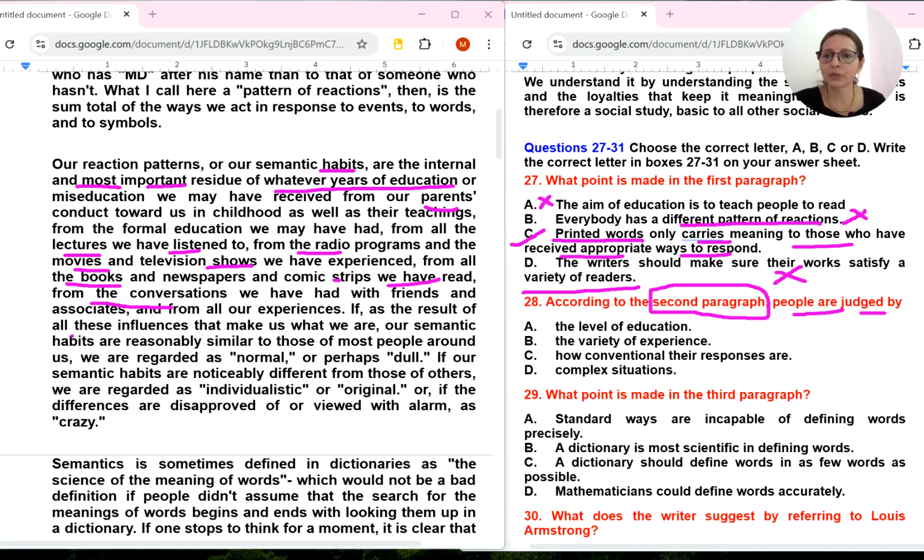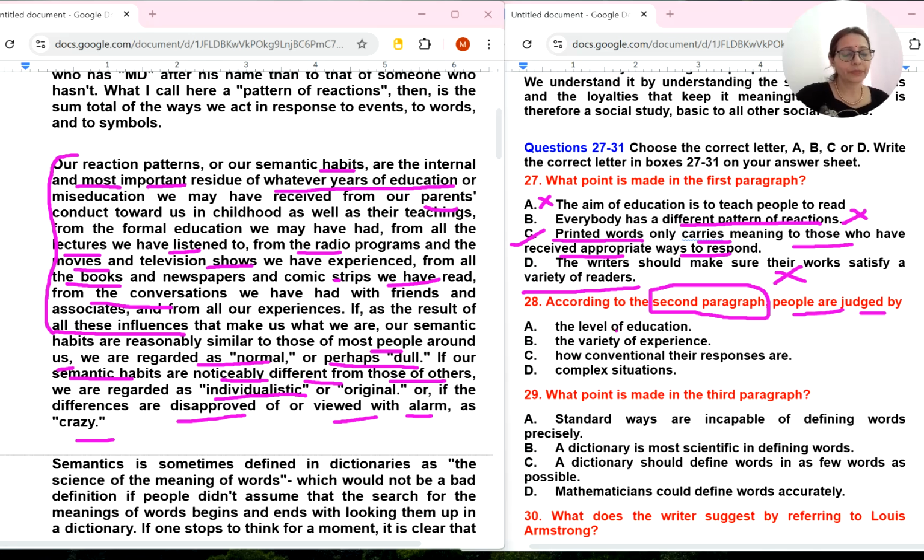And if, as the result of all these influences, whatever they were talking about from parents, teachers, movies, books and friends, if as a result of all these influences that make us what we are, our semantic habits are reasonably similar to those of most people around us, we are regarded as normal or perhaps dull. If everything is the same as other people, then we are regarded as normal or dull. If our semantic habits are noticeably different from those of others, we are regarded as individualistic, meaning selfish or original. Or if the differences are disapproved of, they view us with alarm, or as crazy.